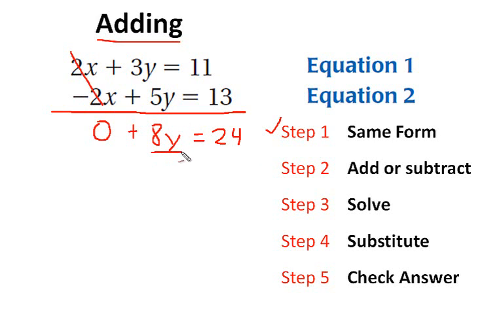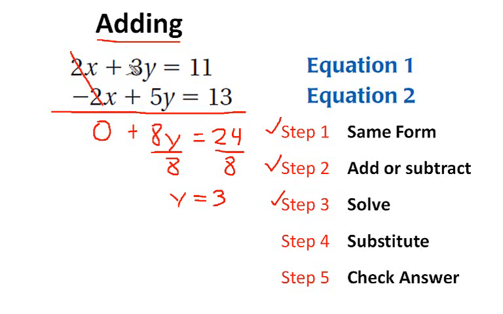So let's go ahead and finish solving this. That was step 2, we added or subtracted. Now we're on step 3, we're solving this. So we need to divide by 8. We get y equals 3. Okay, so we just solved it. Now we're on step 4, which is kind of like when we use substitution. Once we find an answer, we plug this back in to solve for our other variable. So we're going to substitute 3 back into one of these so we can solve for x.